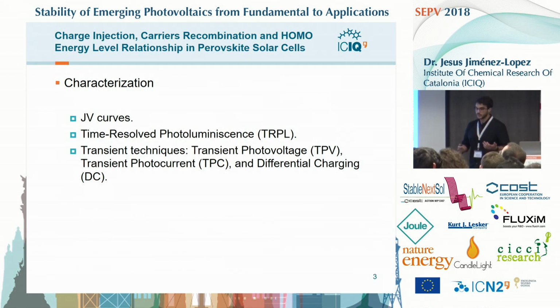Our main characterization was first JV curves, then we moved into time-resolved photoluminescence, and we used transient techniques such as transient photovoltage, and in my case, as my colleague Hilario told you, I use transient photocurrent and differential charging.